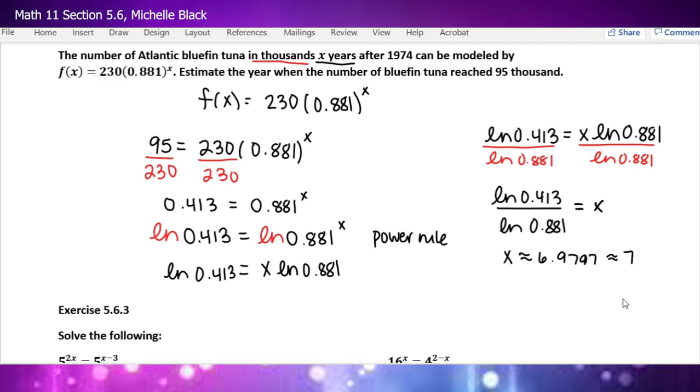So estimate the year when the number of bluefin tuna reaches 95,000. It's going to be 7 years after 1974. So I expect this to happen in 1981.